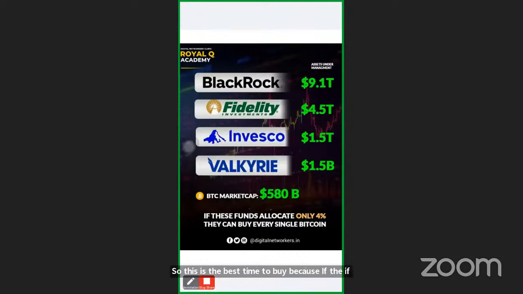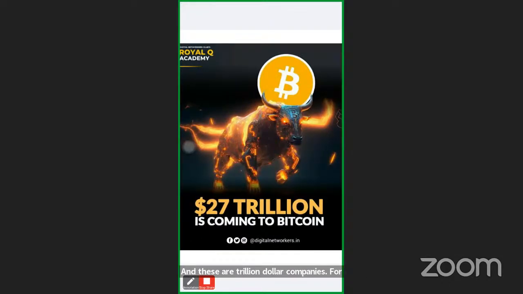if you just add up the total turnover of these four big investment giants out of all the different asset management firms, their total turnover is more than $27 trillion. And even if just these four firms decide to allocate only 4% of their total turnover into Bitcoin, they will end up buying each and every Bitcoin available on this earth, because the total market cap of Bitcoin is still 580 billion. And these are trillion-dollar companies. So $27 trillion is coming to Bitcoin. This is the best time to buy, because you cannot imagine how high this can go.